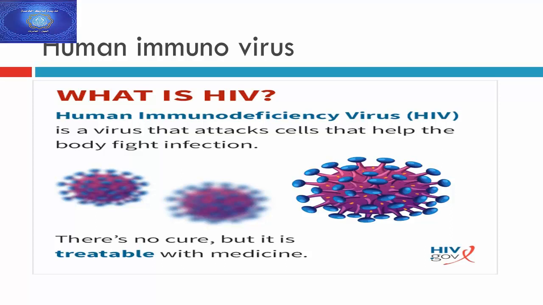So what is HIV? HIV's full form is human immunodeficiency virus, and it is a virus that attacks the cells that help the body fight infection. We just came to know how the T cells or B cells or macrophages act against a virus or any microorganism when they enter the body. So that cell is affected by HIV. There is no cure, but it is treatable with medicine.